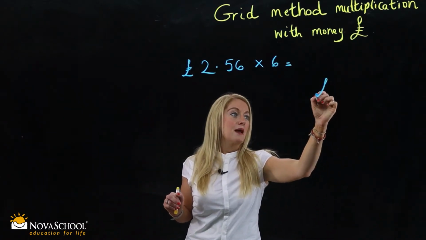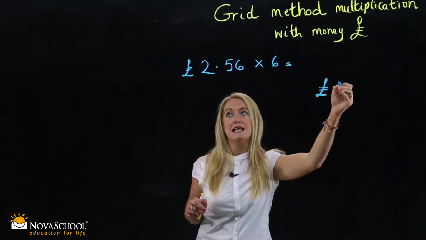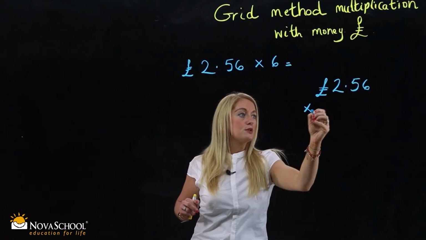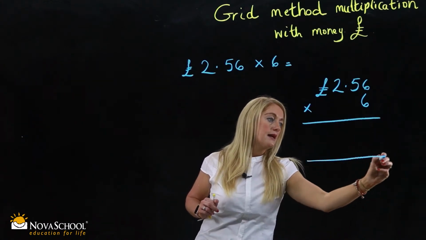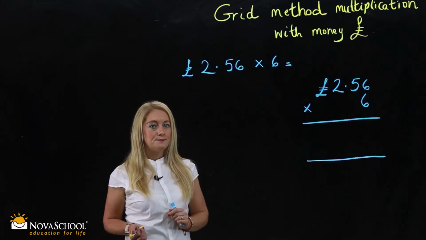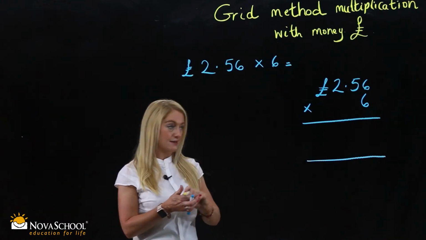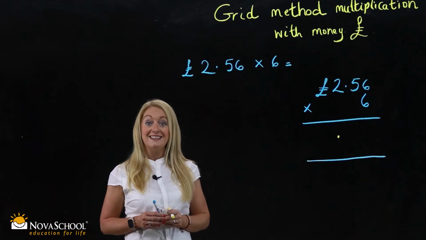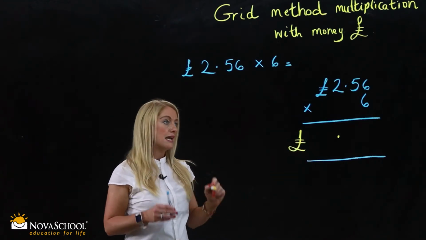Here we go. Here's my pound sign. Don't forget your units of measure, which is your pound sign in this question. £2.56, and we're going to multiply by 6, okay? Let's do our nice straight ruler line, and let's have a look at how we do this question. What's my trick? That's right, put in your decimal point first. Okay, pop it in the place. Here we go. What else could we put in so we don't forget? That's right, your pound sign. Good, well done.